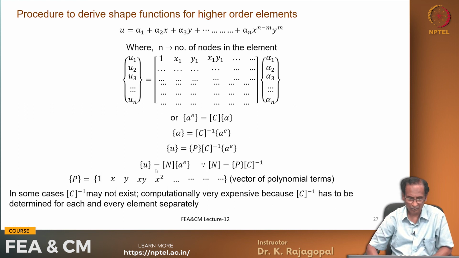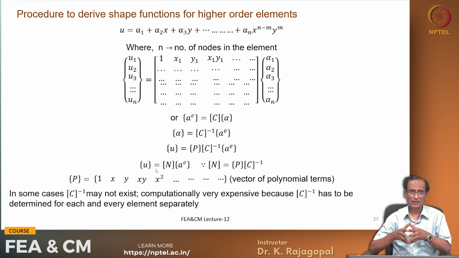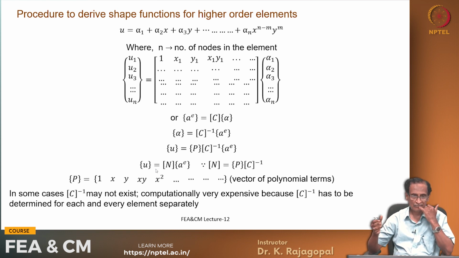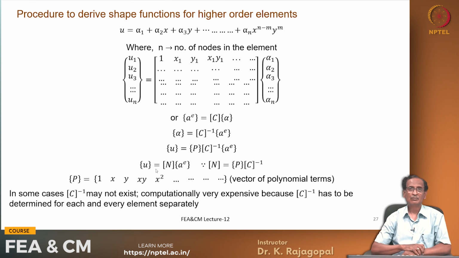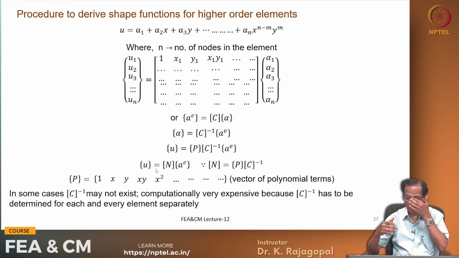But the only problem here is C inverse could be very difficult to obtain. Like, let us say if you are using a 21-node triangle, you need to invert a 21 by 21 matrix, and if you have some 1000 elements in the mesh, you will be spending a lot of time on just simply inverting these matrices, and after you invert the matrix, then you get your shape functions and then proceed with the rest of the analysis.